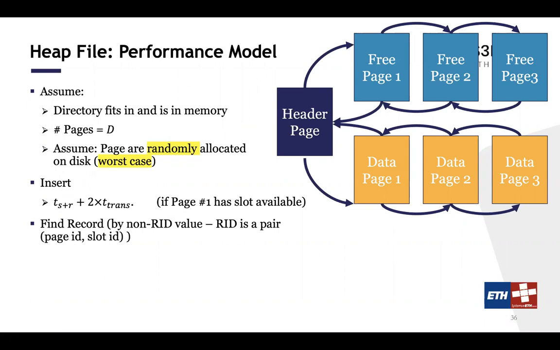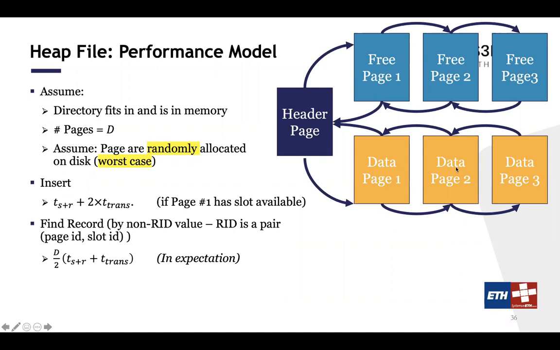So what is the performance of finding a record? Here we want to find a record by some non-RID value. For example, I say, give me a person with age equals 5, something like this. Here you need to go through every single tuple stored in all the pages and try to find those tuples that satisfy your condition. In expectation, assuming tuples are stored randomly, I probably need to go through D over two pages until I find it.